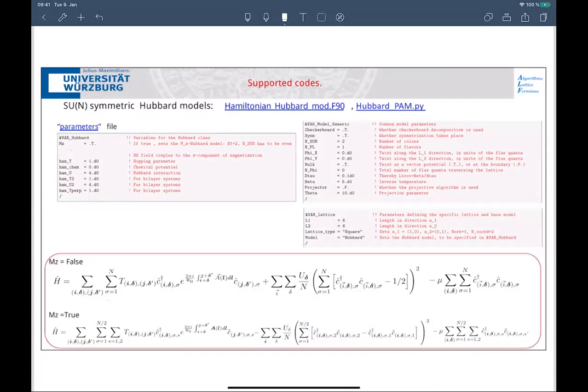We have two cases for the Hubbard model, MZ equals true and MZ equals false. Let's start with MZ equals false. The parameter N SUN is read in the generic. If N SUN equals 2, I have an SU2 model. If you put MZ equals false, then the number of flavors will automatically be given by 1. That will be the SU2 model.